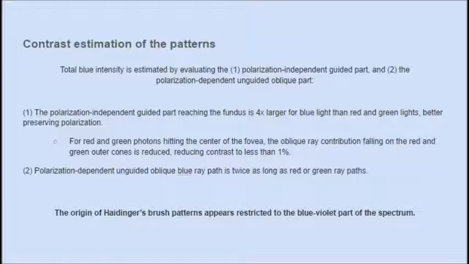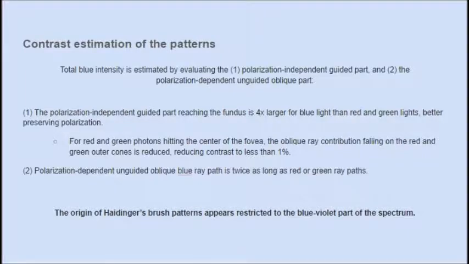For red and green photons hitting the center of the fovea, the oblique ray contribution falling on the red and green outer cones is reduced, reducing contrast to less than 1%. Number 2, the polarization dependent unguided oblique blue ray path is twice as long as red or green ray paths. As a blue cone becomes isolated in a cluster, its cross-section is estimated as twice that of red or green cones in the cluster. For these reasons, the origin of Haidinger's brush patterns appears restricted to the blue-violet part of the spectrum.